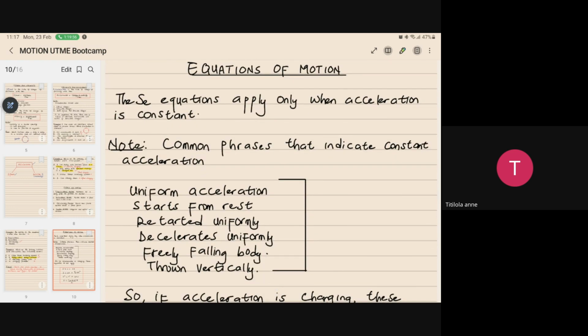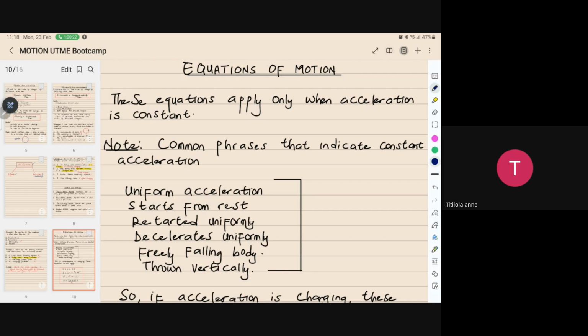Equations of motion. So these equations apply only when acceleration is constant. What did I say? These equations apply only when the acceleration is constant. If acceleration is not constant, don't use these equations. If you use them, you are on your own, and I did not teach you. God knows. So these equations can only be used when the acceleration is constant.